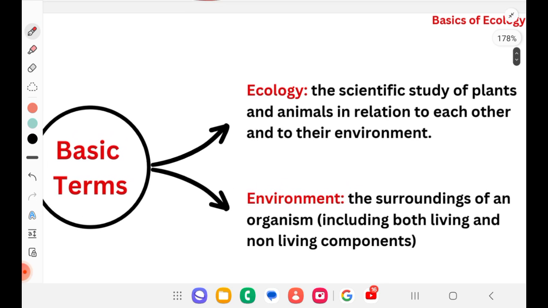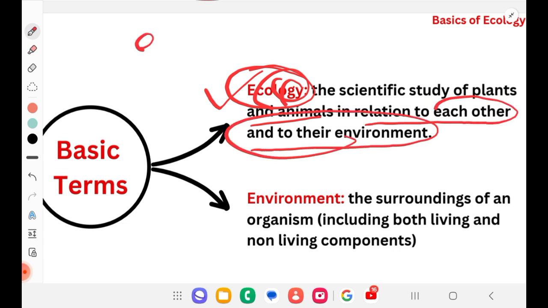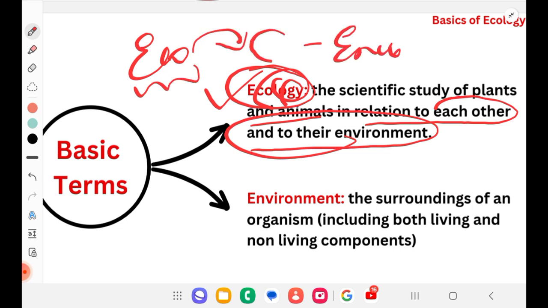Apart from that, what do you mean by ecology? We know what is ecosystem. Ecology is a study, logy if you see, a scientific study of plants and animals in relation to each other and their environment. Ecosystem is organisms which are interacting among themselves as well as with the environment. The same thing here: the scientific study of plants and animals in relation to each other as well as to their environment.